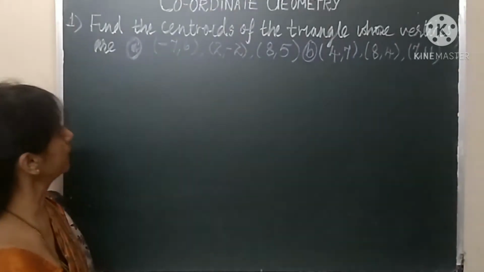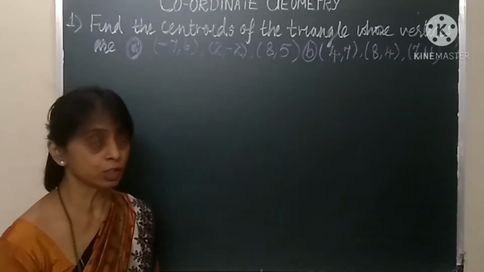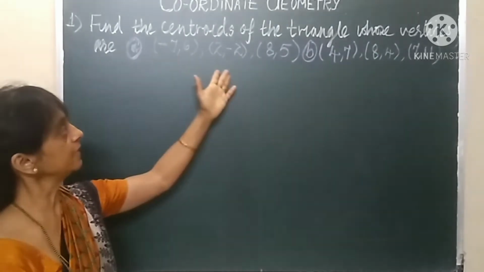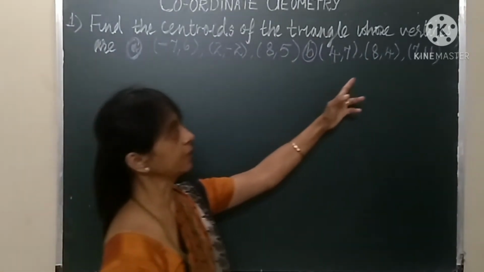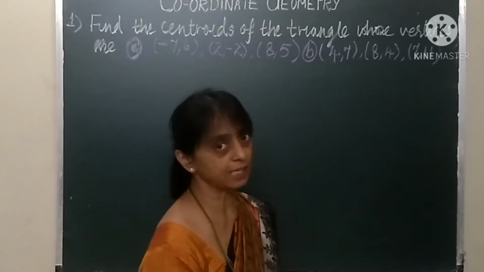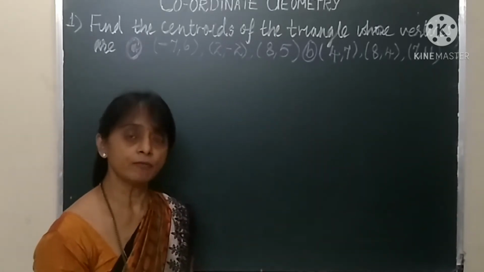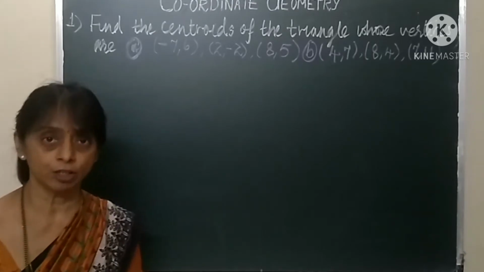Triangle whose vertices are... They have given us two problems over here. For one triangle, the vertices have been given, and for the second triangle also they have given us the vertices. For these two triangles whose vertices have been given, we have to find out their individual centroids.